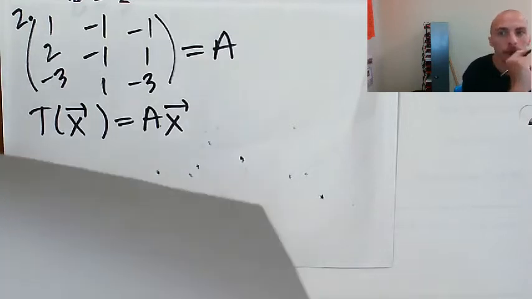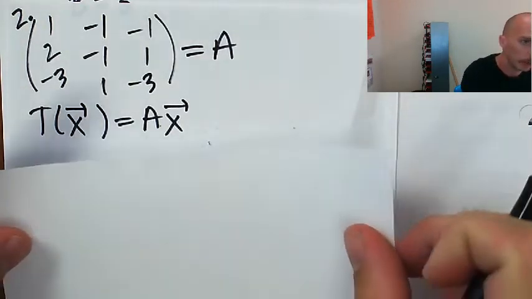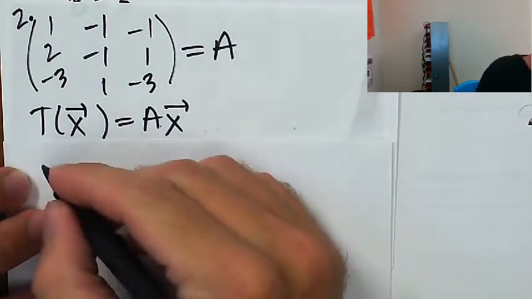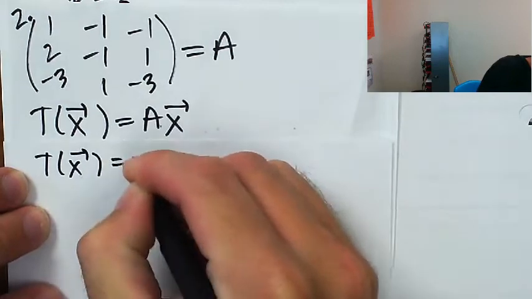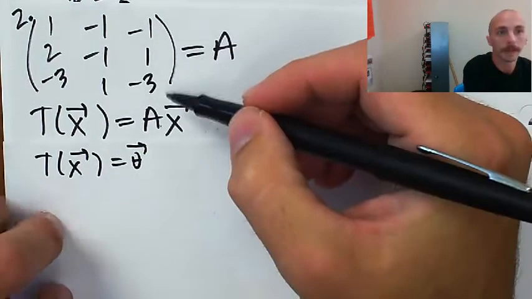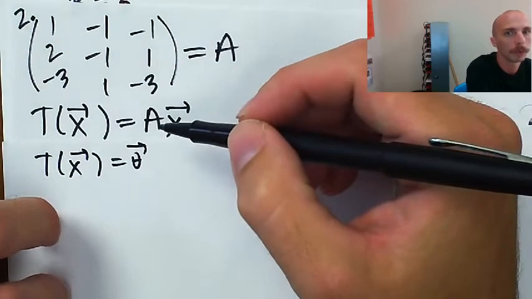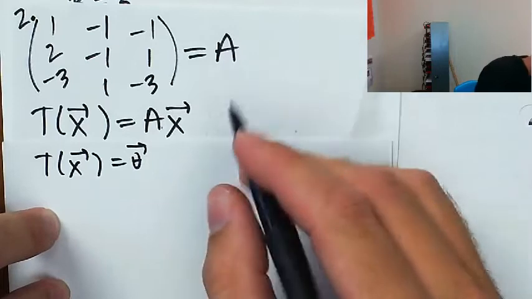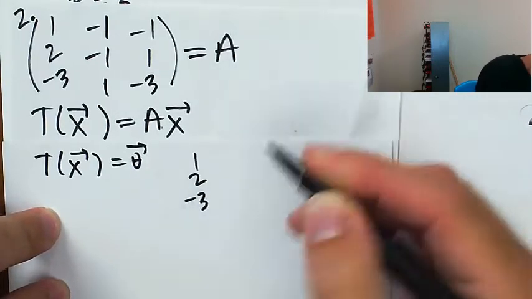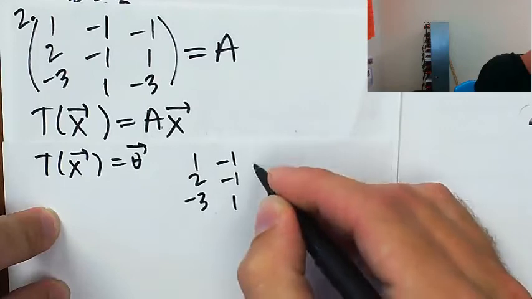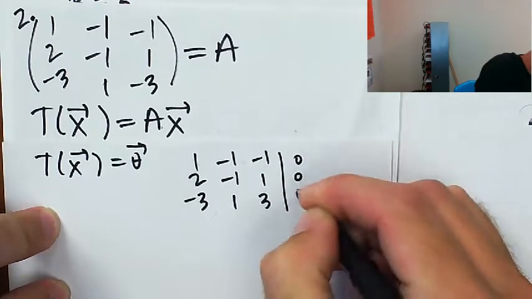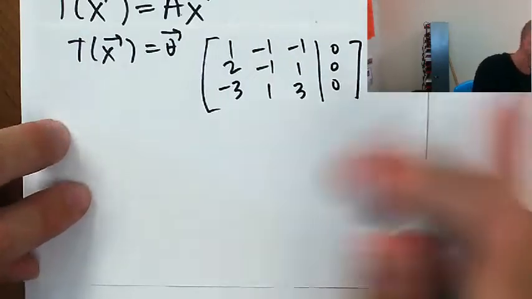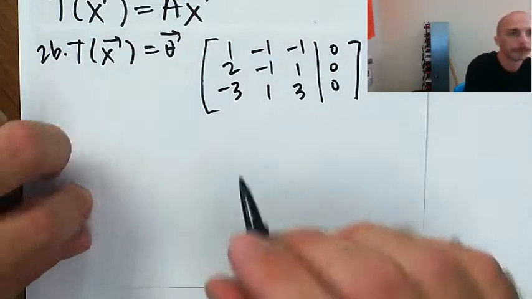Describe the solutions to the equation T of x equals 0. So T of x equals 0. What we're going to do is augment this matrix A with 0 and row reduce, because that's the same thing as solving the matrix equation. So I'm going to go over here: 1, 2, -3, -1, -1, 1, -1, 1, -3, augment with some zeros, and now we will get to row reducing. So this is 2b.